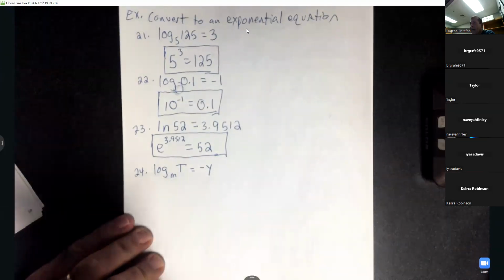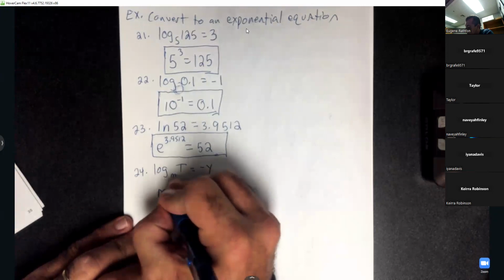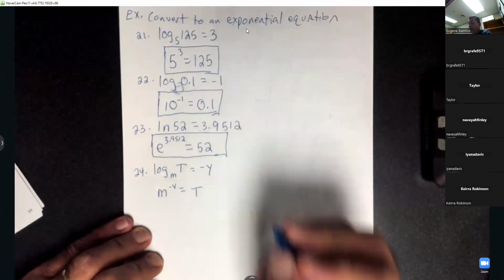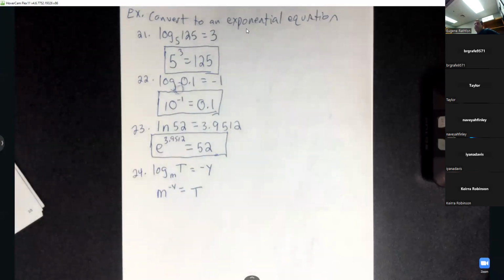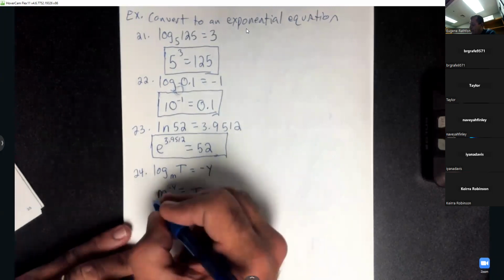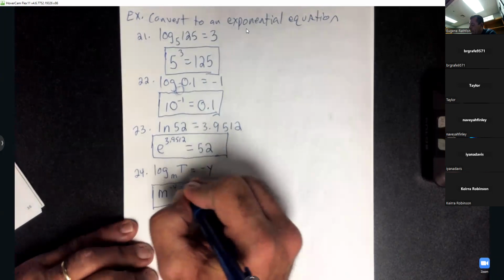Oh, I think I see it. So I got M to the -Y. Good job. M to the -Y equals your T. Good job. There you go. Yeah, so the only thing you got to watch out for are those capital letters, okay? In MyMathLab, make sure you use capitals if they do.